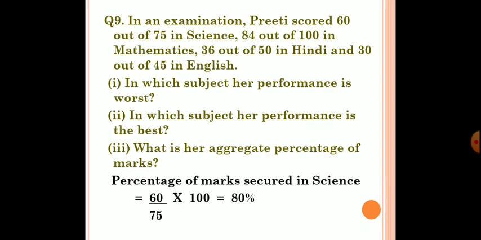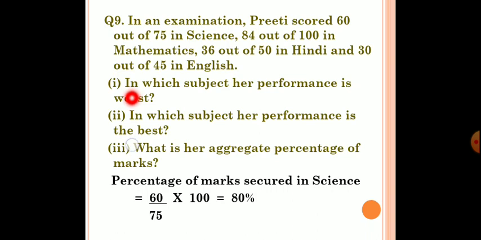Now moving on to the last question of this part, question number 9. In an examination, Preeti scored 60 out of 75 in science, 84 out of 100 in mathematics, 36 out of 50 in Hindi, and 30 out of 45 in English. Now as we can see, the maximum marks of each subject are different. So we cannot compare any of the subjects. So we have to find a common base.